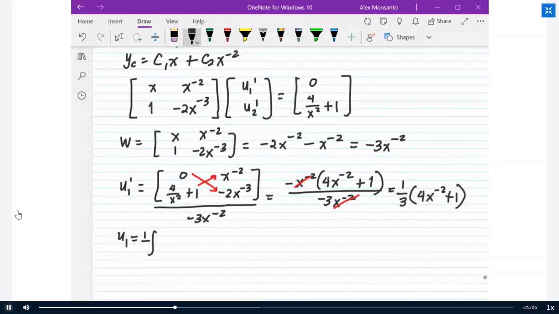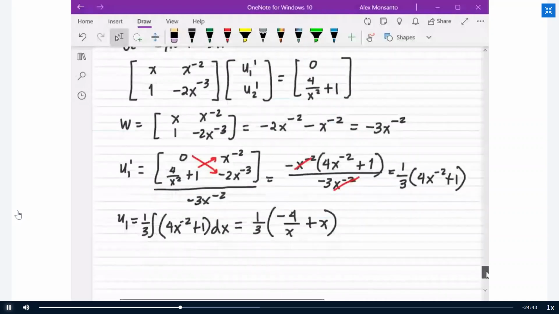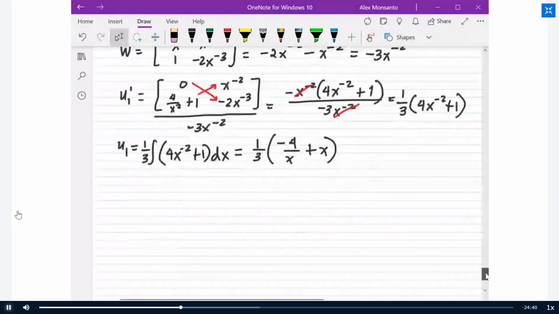Okay, integrate natin to. So, meron kang 1/3 tapos 4x raised to negative 2 plus 1 dx. So, you can have what? 1/3 tapos ito, I think this will become negative 4 over x, if I'm not mistaken, no? Then plus x. Okay, yan na nga magiging u1 natin. Yan yung i-multiply mo dun sa x, no? Yan. Meanwhile, hanapin na natin si u2 prime.